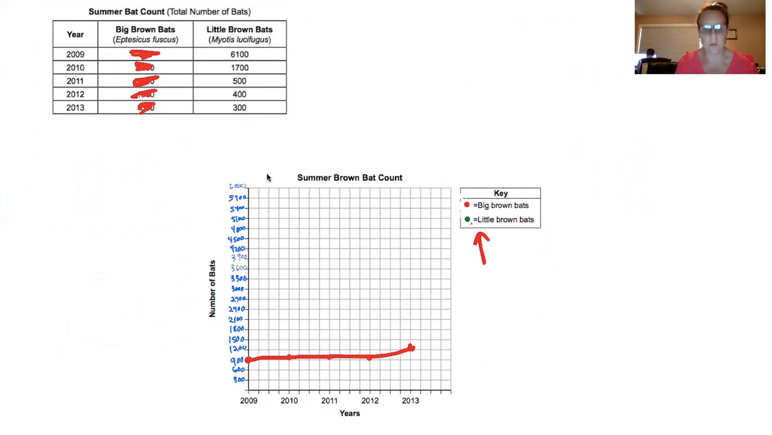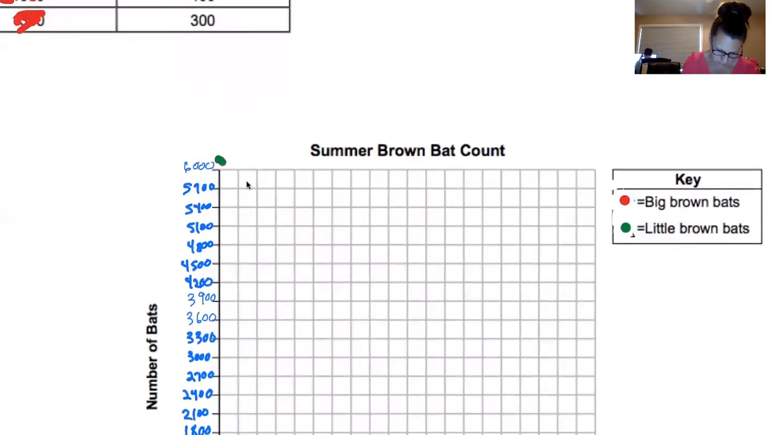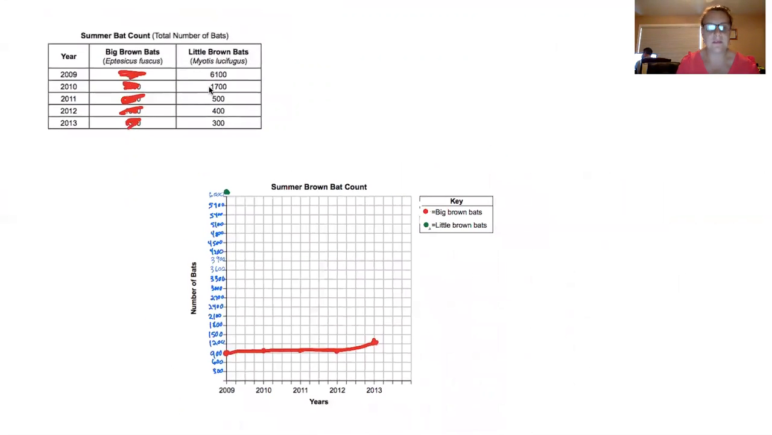Now the first part of the data for little brown bats in 2009 goes all the way up to 6,100. And if you notice right here, the graph on the y-axis only goes to 6,000. So 6,100 is going to be a little bit higher than that. And that's okay, if you run out of lines, as long as it's just a little bit above, you can actually go above the graph. So what I would do for 2009 and 6,100 is I would follow this line in 2009 all the way up and just make the point slightly above 6,000. So my point is going to look something like that, because the rest of the data is all going to fall within the lines of the graph.